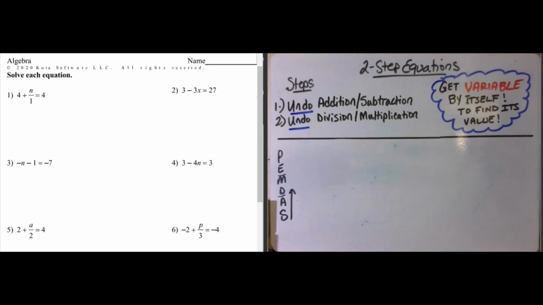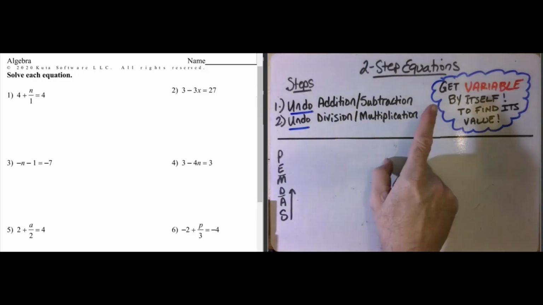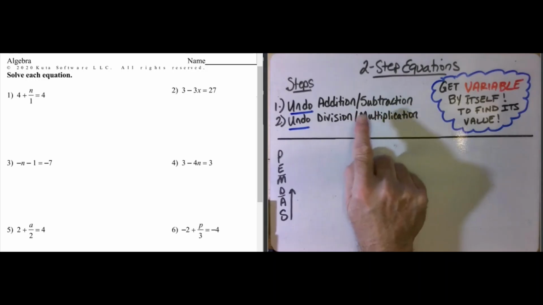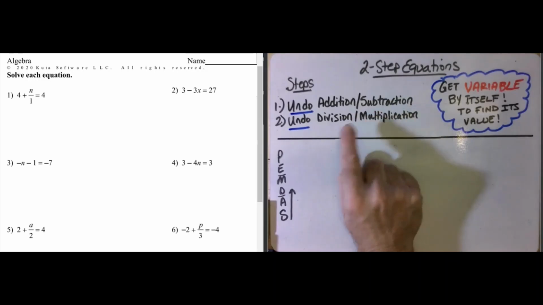And that's the importance of equations, to find the value of the unknown. We do that by getting it by itself on one side of the equal sign. And it's a two-step process, at least in the two-step equations. The first one, we're going to undo the addition and subtraction. And the second thing we'll do is undo the division and multiplication.